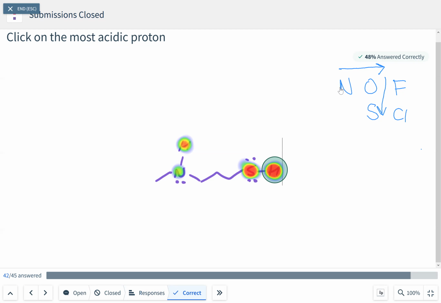And basically, if nitrogen and sulfur aren't in the same row or in the same column, you can just move across and then move down, and it'll basically work every time. So the thiol proton will be the most acidic.